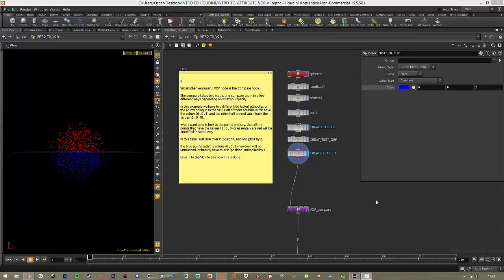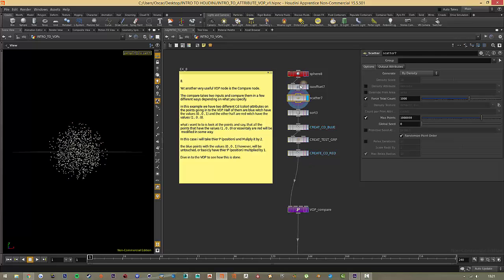Okay, this is example 8, and in this example we're gonna take a look at the compare node inside of the VOP and what we can do with this and how to work on the points with that. But first of all, I want to just do two things. I want to group and I want to color some points here. So let's start from the beginning.